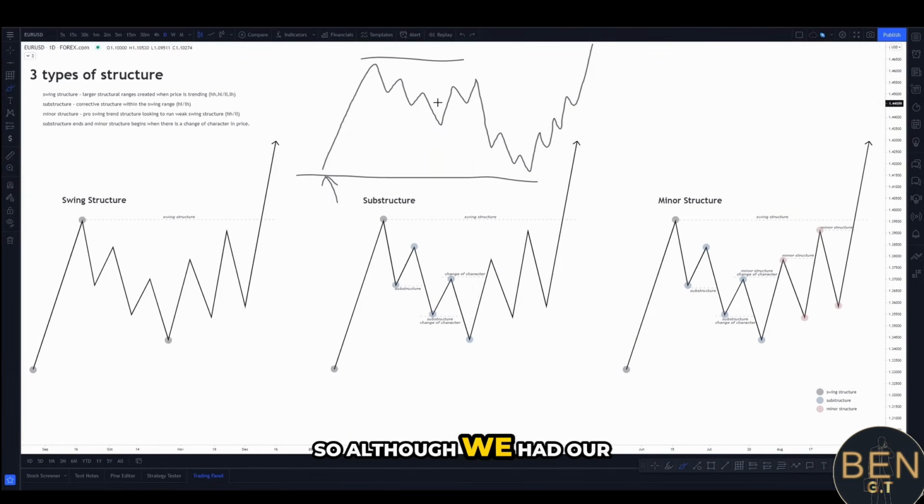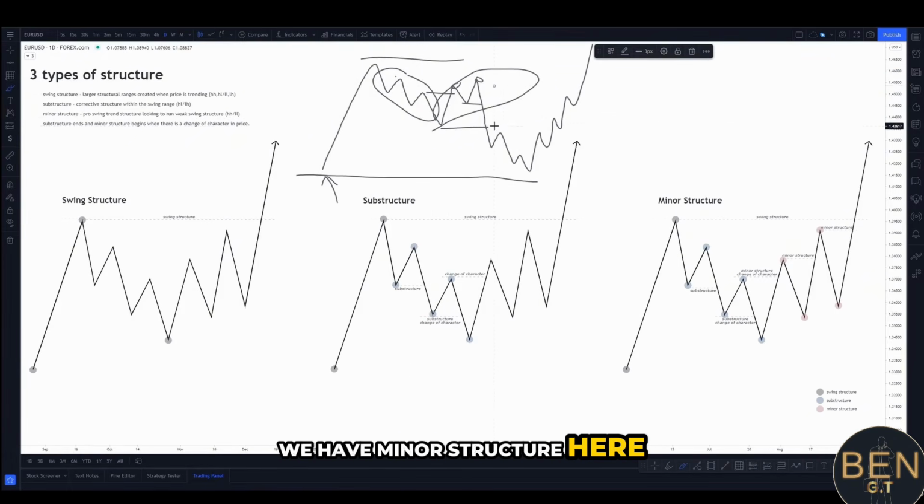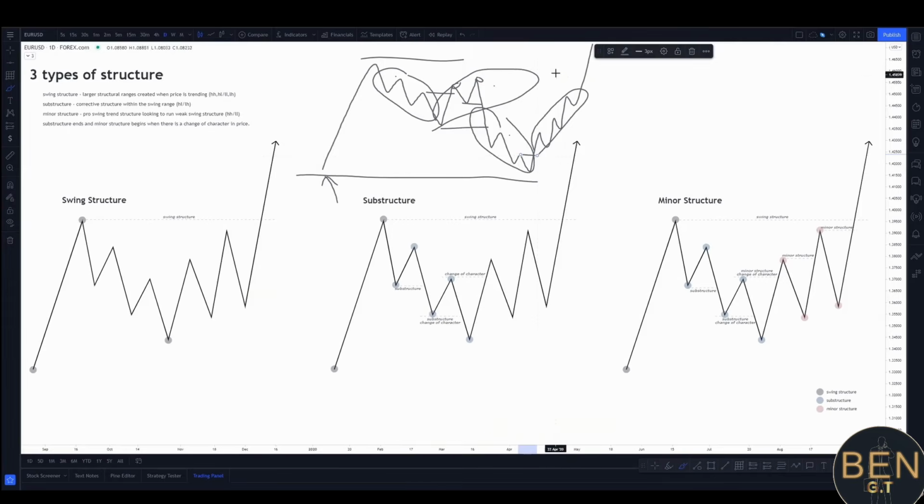So although we had our change of character right here, we're starting to see minor structure playing out. What we can see is then we had another change of character, creating lower lows and lower highs. So we're creating lower lows and lower highs, then we started creating higher highs and higher lows. So we had substructure here, we have minor structure here, and then we switch back creating lower lows and lower highs. So we switch back to substructure, and then we start creating higher highs and higher lows. We get our change of character right here, and then we eventually do break the swing high.